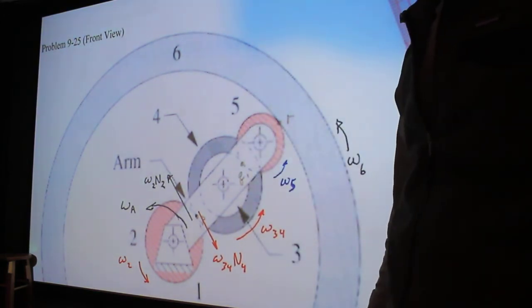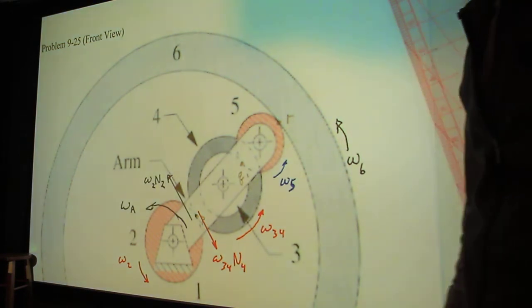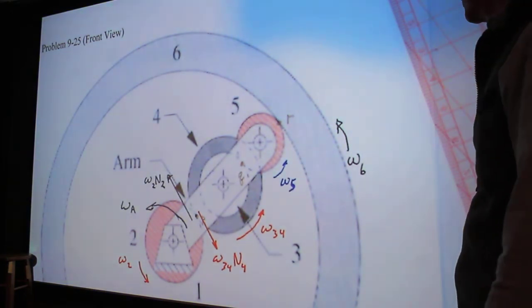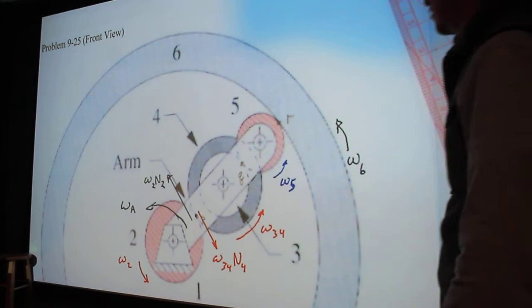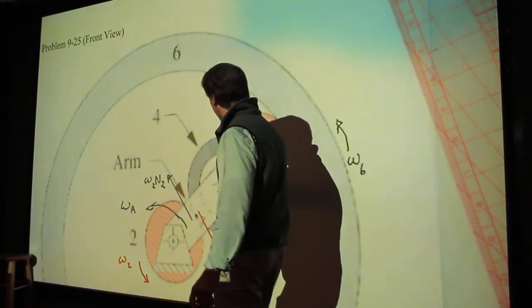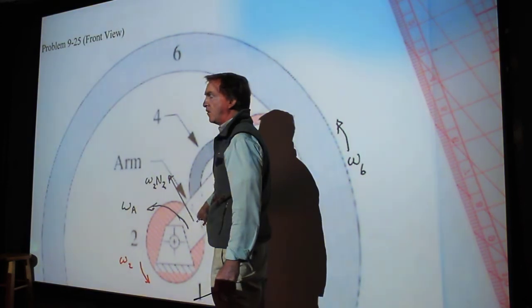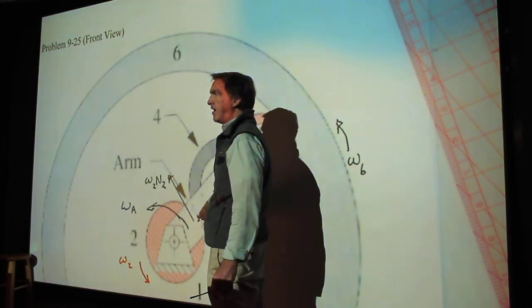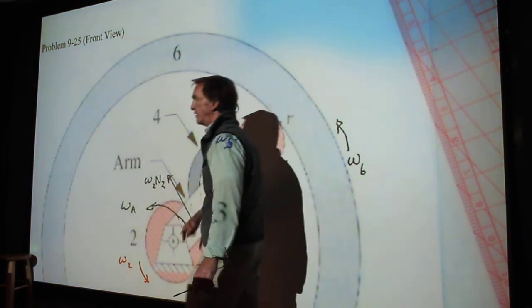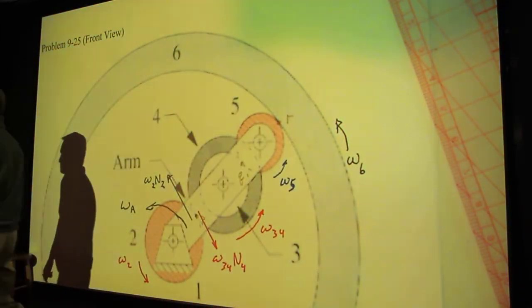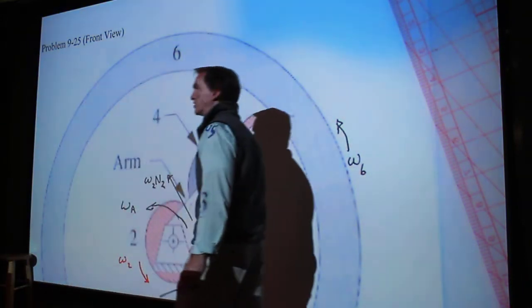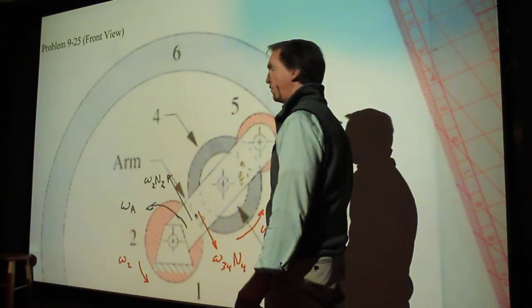Is the reason it's omega 3/4 and N4 and not N3 just because N4 is on the outside? Correct. R4, the radius from this center to here, is R4. We make the substitution of the R4 with an N4. Why can you do that? Because they're proportional. They have to be proportional. All right, what else?